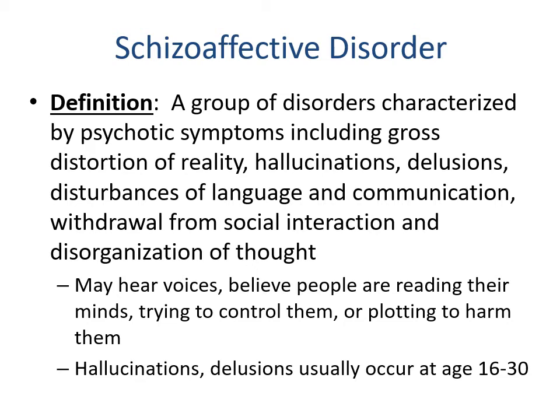This includes symptoms such as hearing voices, believing people are reading their minds, trying to control them, or plotting to harm them. And so again, hallucinations are very common and usually occur in the mid to late teens, into the 20s and early 30s.